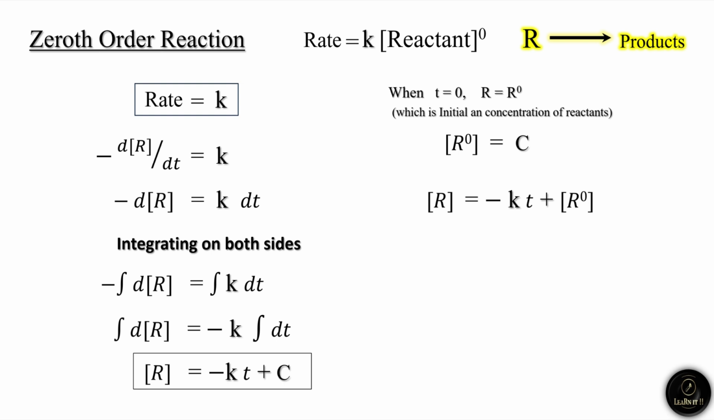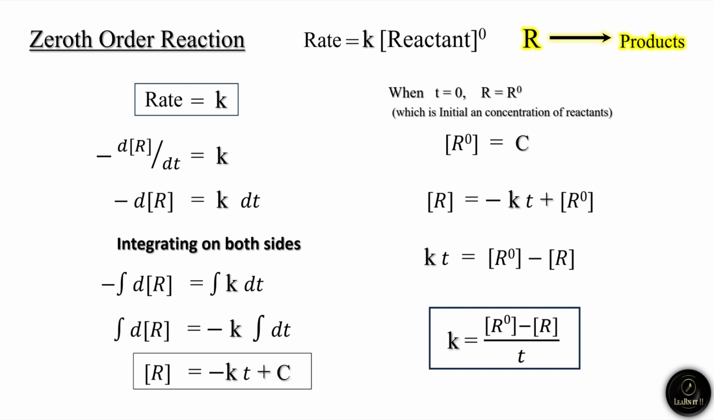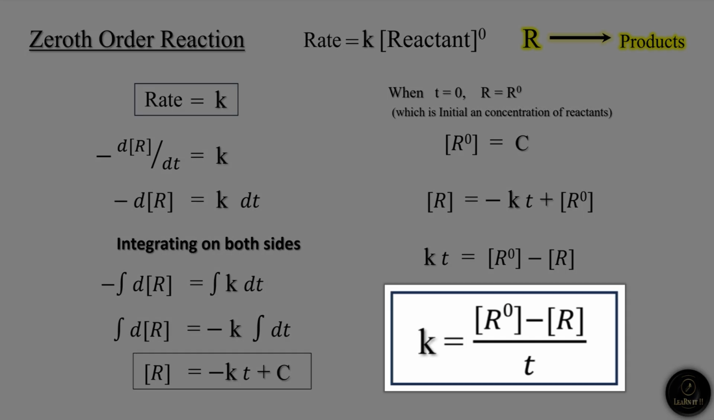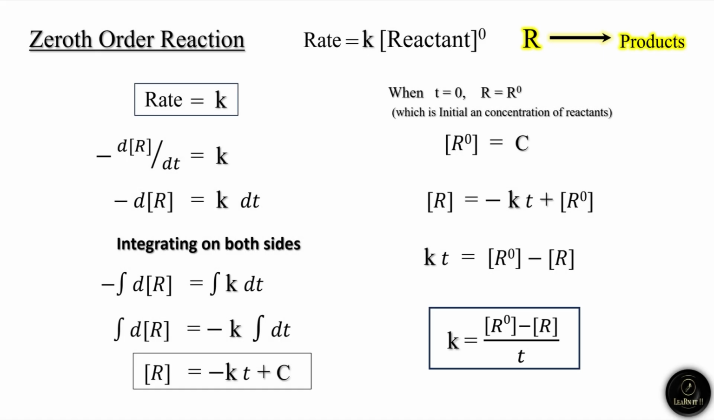When we rearrange, we get Kt is equal to [R]0 minus [R]. Rearranging for t, we get K is equal to [R]0 minus [R] divided by t. This is called the integrated rate equation for zeroth order reaction. All zeroth order reactions obey this equation. It means the reactions in which the rate is independent of the concentration of the reactants obey this equation.